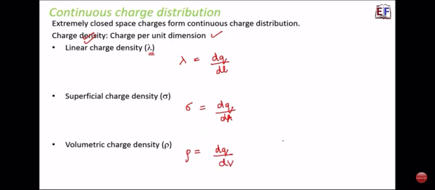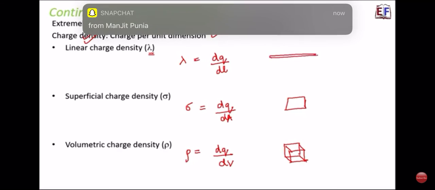Now when do all of these come into picture? Volume comes into picture when I am looking at something which is three-dimensional. For example, a cube or a cuboid. So we talk about the volume inside it. Superficial, when we are talking about area, a square, just one surface of this cuboid could be an area. Linear, when we are talking about a line, for example a thin rod, so that's where we talk about linear charge density.